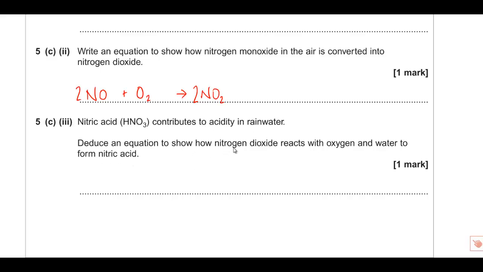Produce an equation to show how nitrogen dioxide reacts with oxygen and water to form nitric acid. So, nitrogen dioxide reacts with oxygen and water to form nitric acid: nitrogen dioxide, oxygen, and water. Yeah, just got to balance it up now.